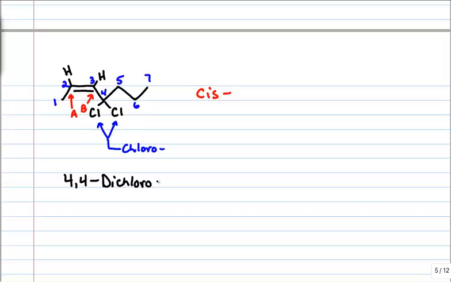Then we keep going. Where's the double bond? It looks like it's at 2. And then it looks like we have 7 carbons. Hept. And this is a carbon-carbon double bond. Heptene. 4,4-dichloro-2-heptene. Again, in all the examples I've done today, the double bond started at carbon 2. That will not always be the case. It just happened to be that case today.